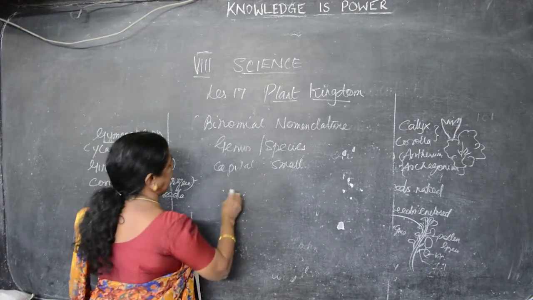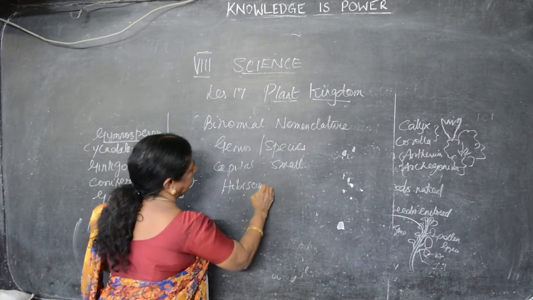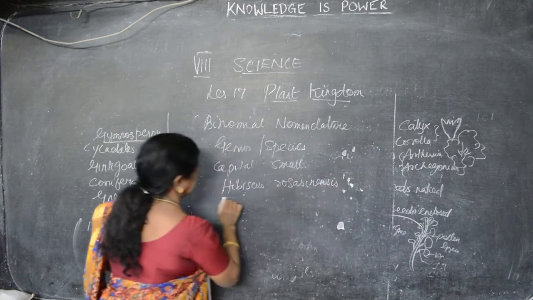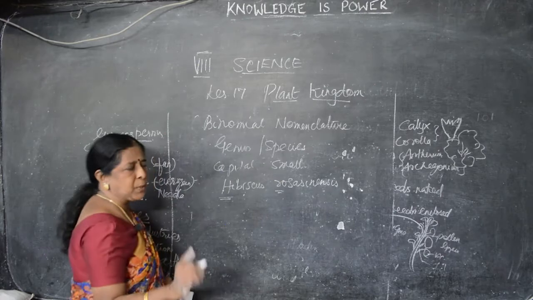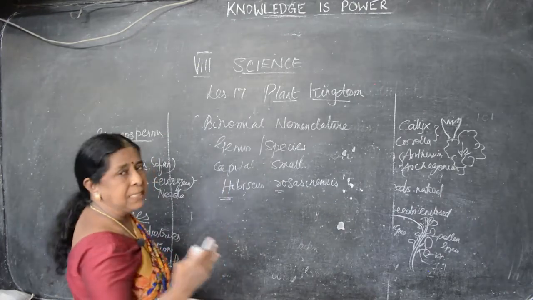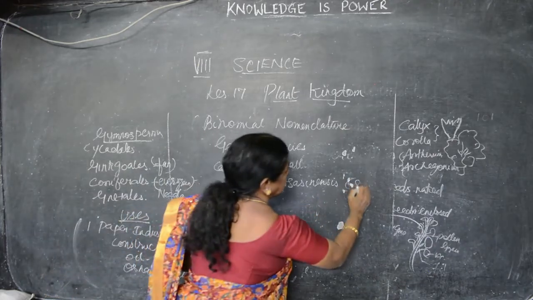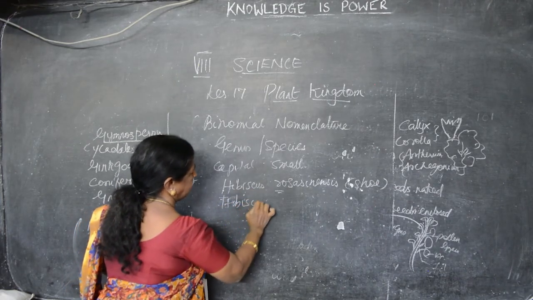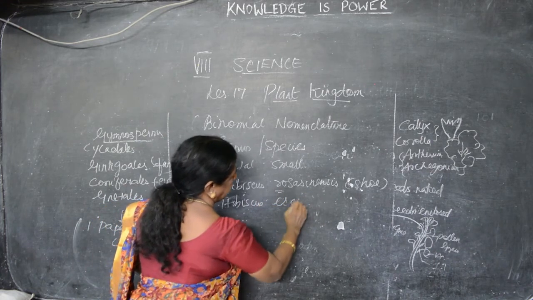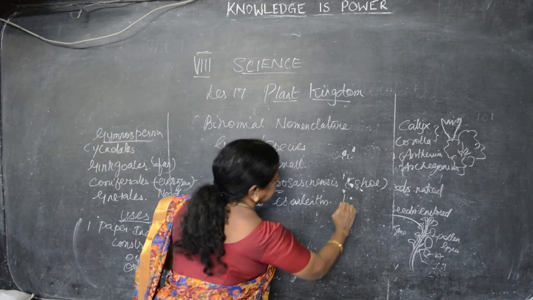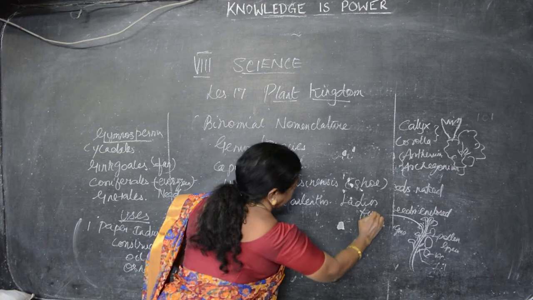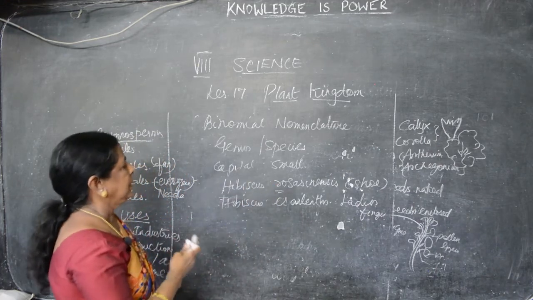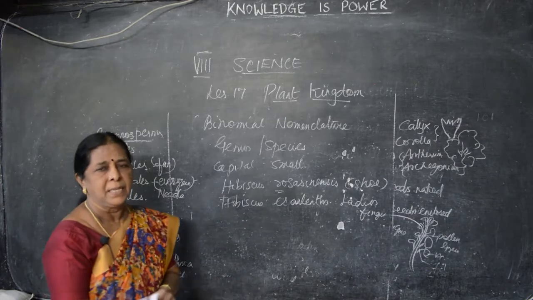Hibiscus rosa-sinensis, we say shoe flower. This is Hibiscus rosa-sinensis. This is the genus name, this is the species name. The species name refers to only one plant. Under a genus, several plants are together. For example, shoe flower and Hibiscus esculentus, this is lady's finger. So both the shoe flower and lady's finger come under one genus, that is Hibiscus. Species names are different, that is rosa-sinensis and esculentus.